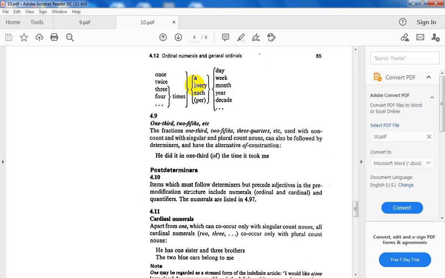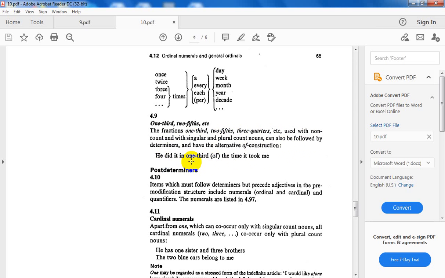The last class or last type of a predeterminer is 1/3, 2/5. They call them fractions. The fractions 1/3, 2/5, 3/4 are used with non-counts and with singular and plural count, can also be followed by determiners and have the alternative of count. Meaning they can be used with all types or all classes of nouns.